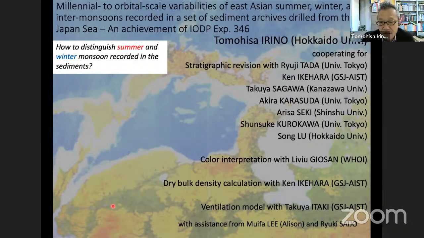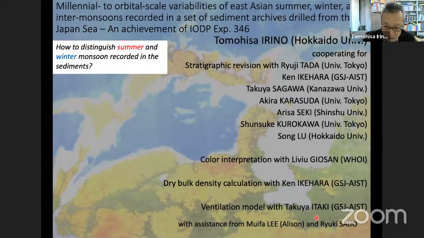Especially, I focus on my question: how to distinguish the summer and winter monsoon recorded in the sediment. So I will use a big sample set to try to answer this small question, with help from the many people I listed here, Tada-san, Sagan-san, and many participants of this Expedition 346 cruise, and recently many help from my students, Arison and Ryuki.